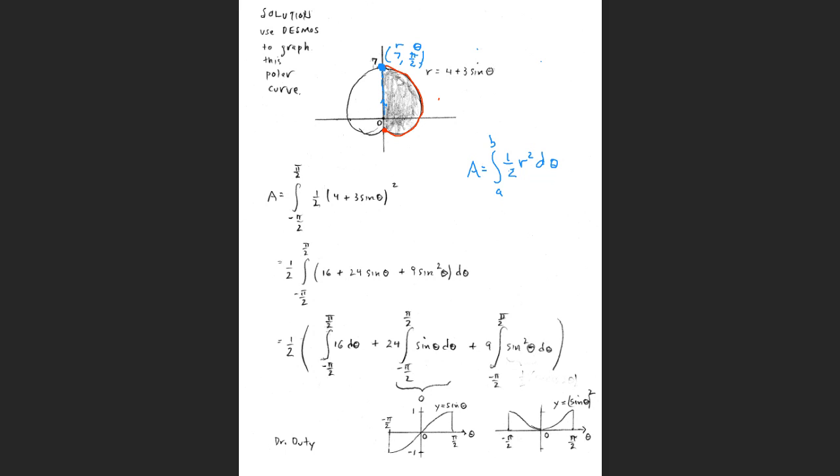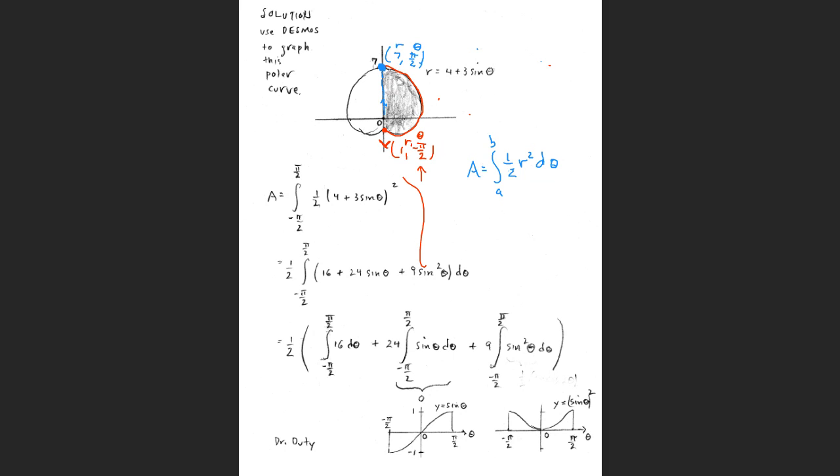This point here is going to have polar coordinates 1, negative pi over 2. That's theta, because if you look downward from the origin, you're looking in the direction of negative 90 degrees.